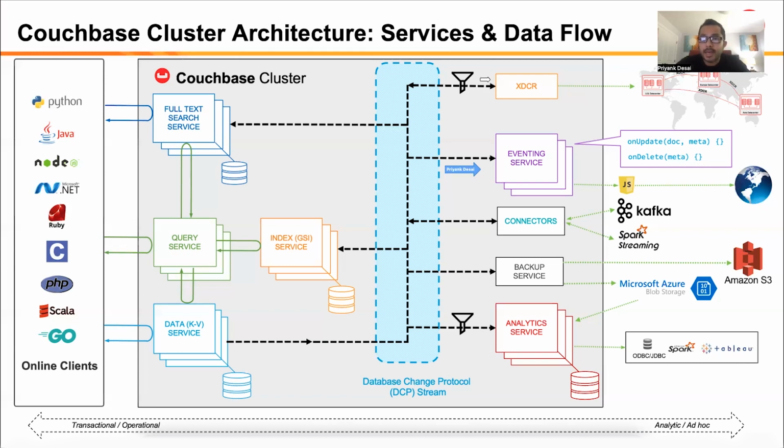Next is XDCR. XDCR stands for Cross Data Center Replication. If there is a requirement to replicate data from one Couchbase cluster to another, you would leverage our XDCR capability. Or if you have more than 2 clusters, you can also use XDCR to replicate data across that many clusters. You can replicate data unidirectionally, bidirectionally, or even multi-directionally if you have more than 2 clusters and want to move data around.